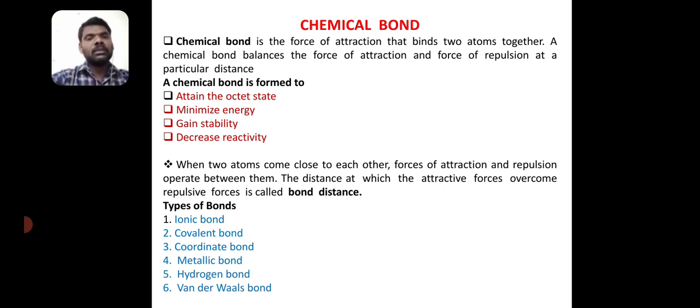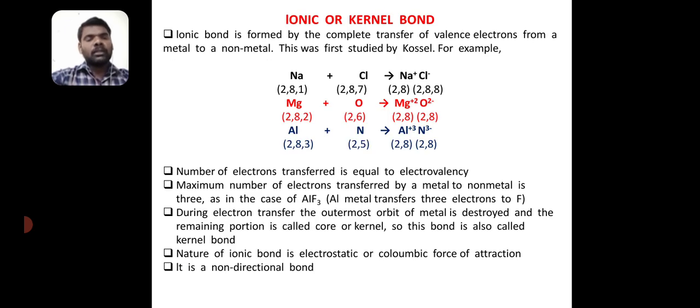Some of them are given here. What are the types of bonds? One is the ionic bond, the second is the covalent bond, then the coordinate bond, the metallic bond, hydrogen bonds, and van der Waals bonds. So let us see them one by one. First, we can see the ionic or kernel bond.